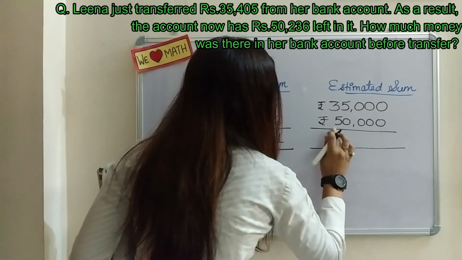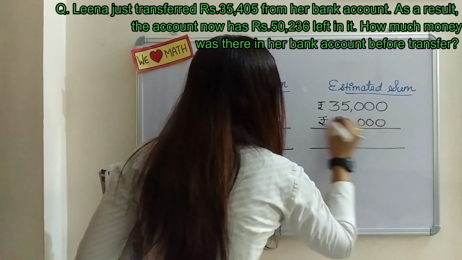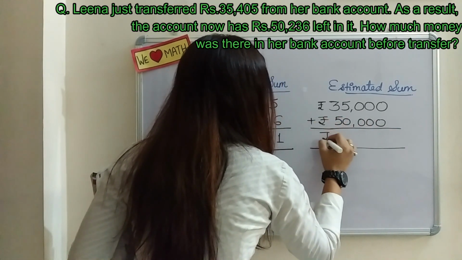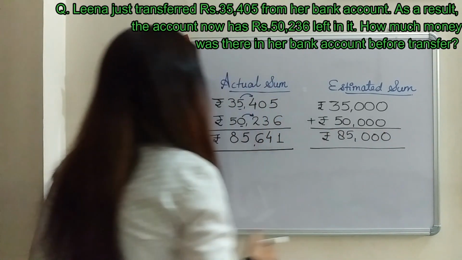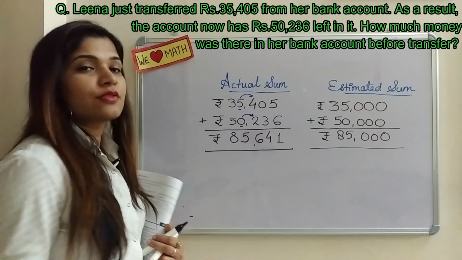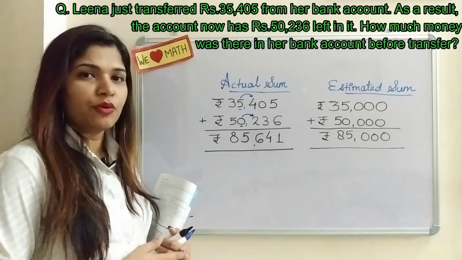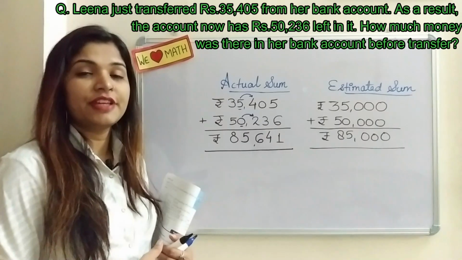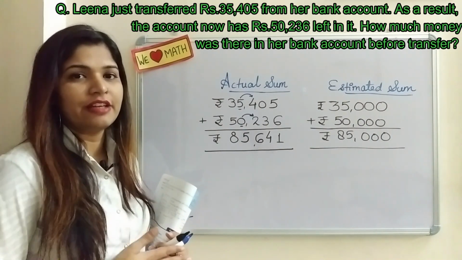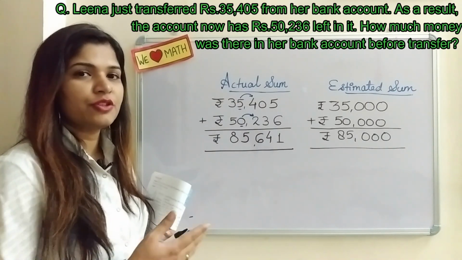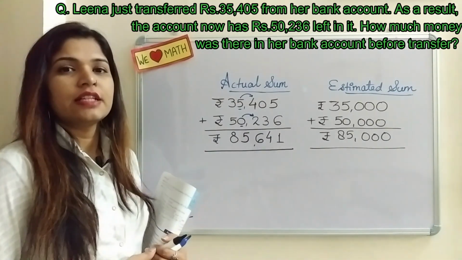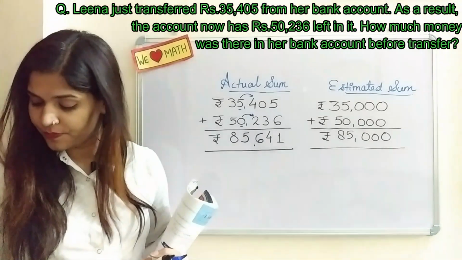And if we add, we will see it is rupees 85,000. This we can do orally as well. As soon as we quickly find the rounded figure, the estimated figure, we can estimate the sum very quickly. So this is the answer for question number 1, which we have done. Now let us move to the next question.